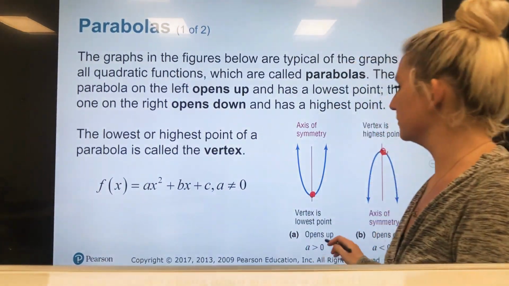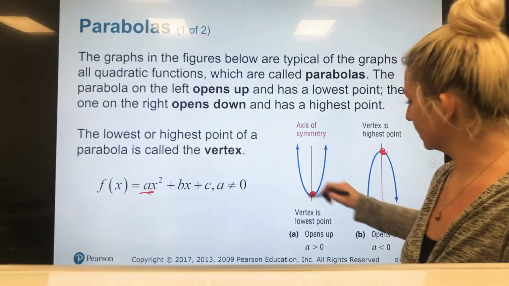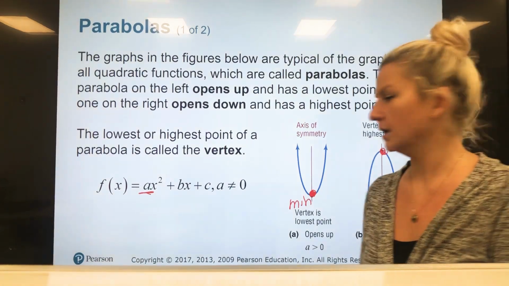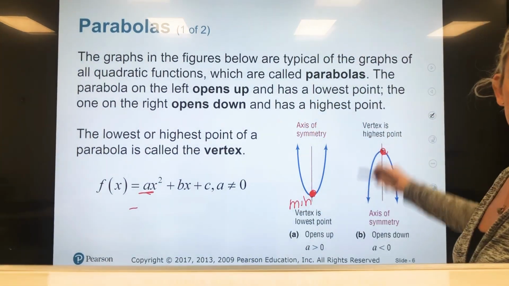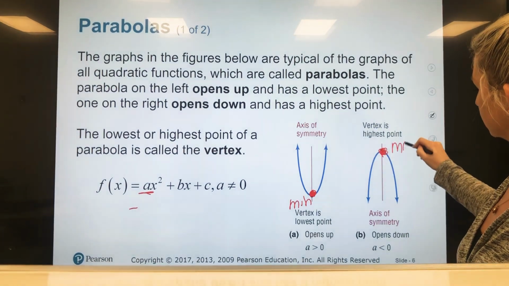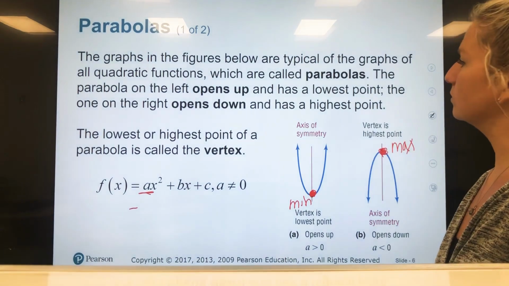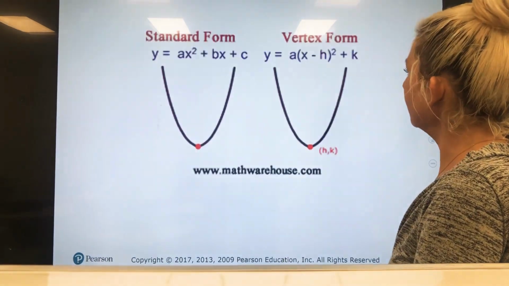If your a is positive, remember, it's like a happy face, so you have a minimum point down here at the bottom. If this a is negative, then it's down like a sad face, and you have a maximum point at the top of the vertex right there. So we've already learned about parabolas.